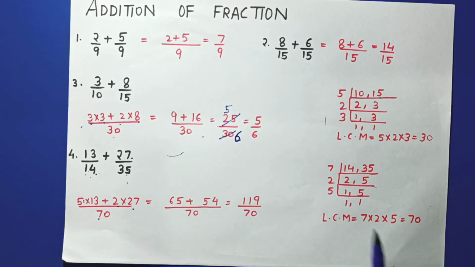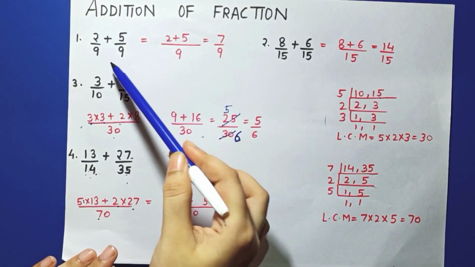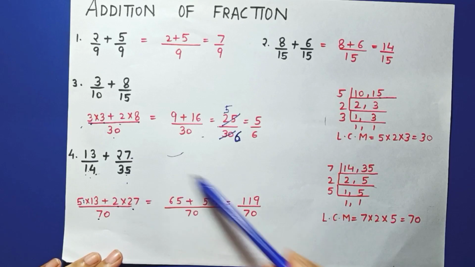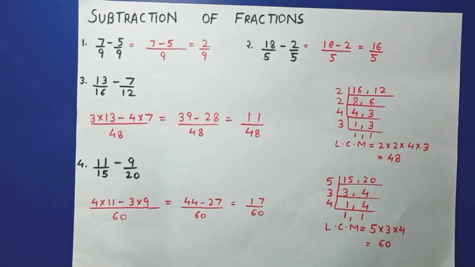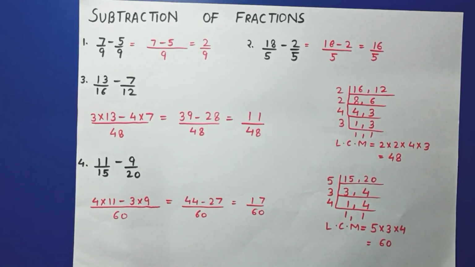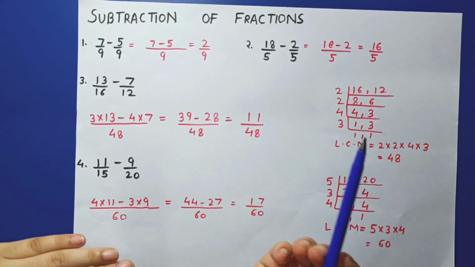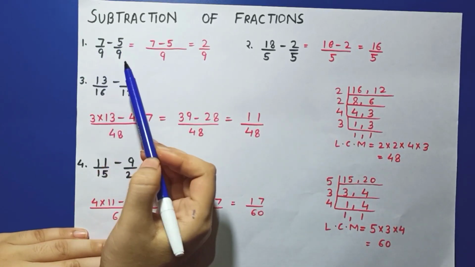So these are the basic two kinds of addition. First one is of like fractions and second one is of unlike fractions. Now moving to the subtraction part. So the first example consists of like subtraction.